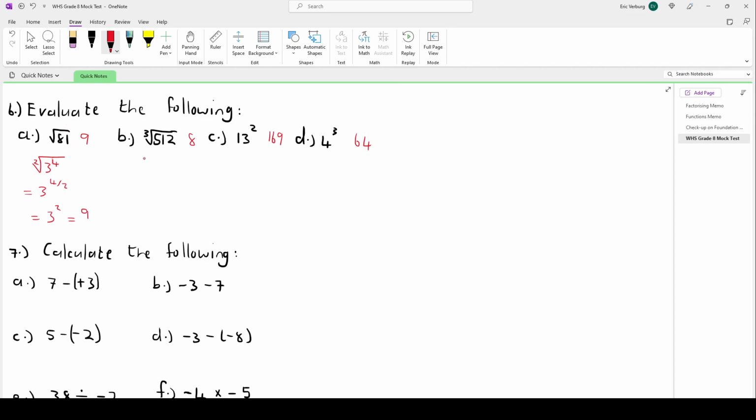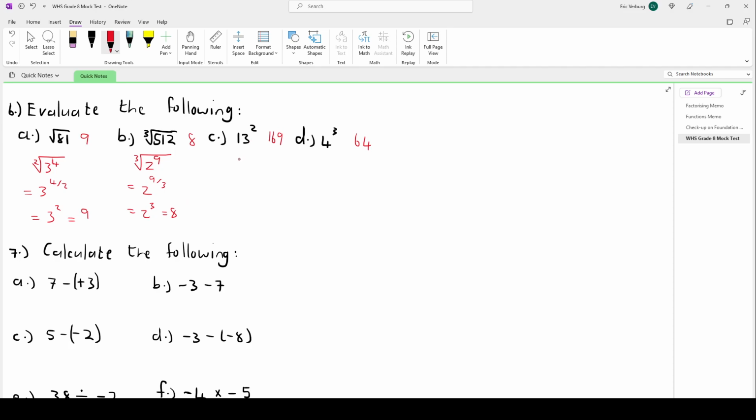Let's do the same with the next one. So the cube root of 512, we can write this as 2 to the power 9. And we can write that again as 2 to the power inside exponent divided by outside exponent. So 9 divided by 3. That gives us 2 to the power 3, which gives us 8.